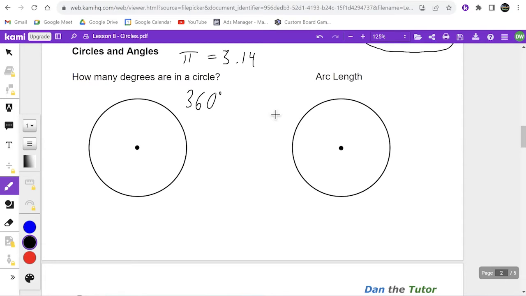Then we have arc length. Let me show you something. Arc length is like circumference, but just for a portion of the circle. So you see the black bolded section right here? That's arc length.